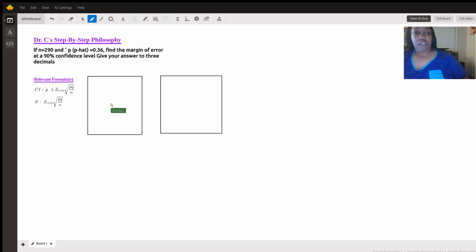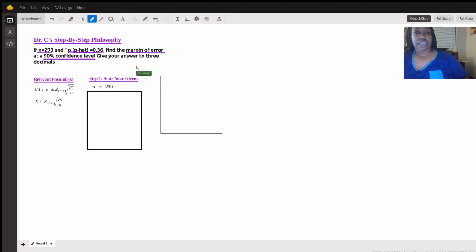From there, we're going to state our givens. That's step one. The first thing they give us is a sample size of 290. So n equals 290, p hat equals 0.36. We need to find the margin of error at the 90% confidence level. It also says to give the answer to 3 decimal places, but we're not going to mark that as a given. Now, that is literally all they actually give us.